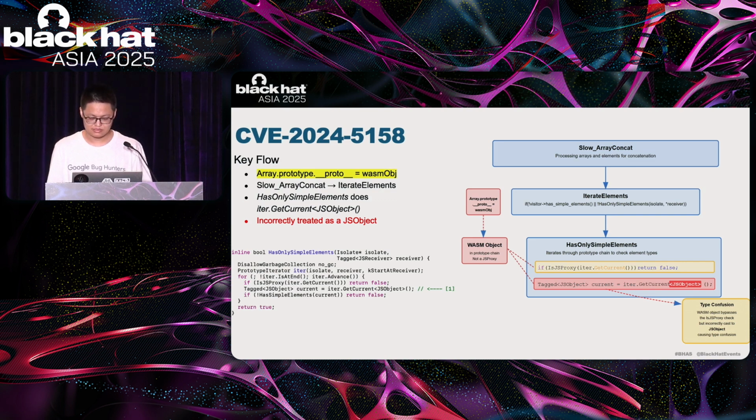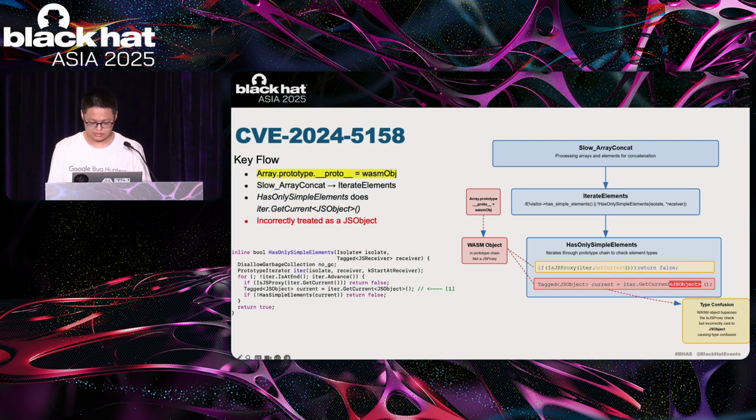The vulnerability triggers through the following steps. First, an attacker inserts a WebAssembly object into the prototype chain of JavaScript arrays. Next, when JavaScript code performs an array concat operation, V8 invokes SlowArrayConcat, which internally calls IterateElements to traverse and process the array elements. During traversal, V8 checks the element type by calling HasOnlySimpleElements. The issue arises in HasOnlySimpleElements.